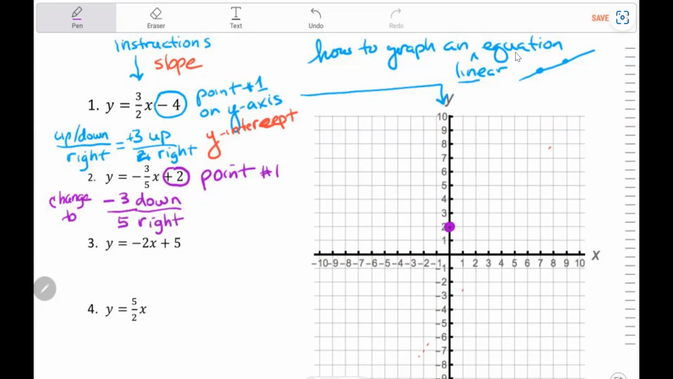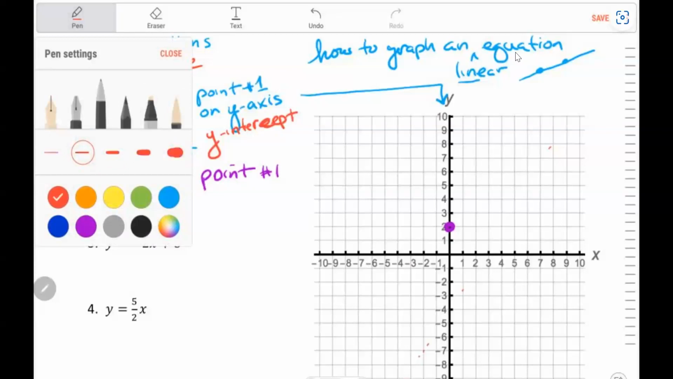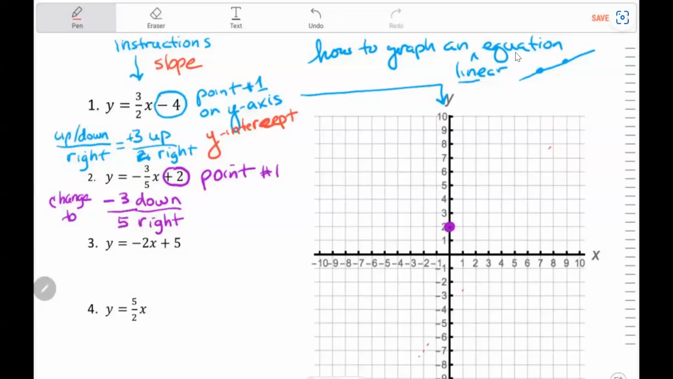All right, so we are going to start. I'm going to put this in red again. We are going to go down 3. So 1, 2, 3. We went down 3, and we're going to go 5 to the right. 1, 2, 3, 4, 5 to the right.